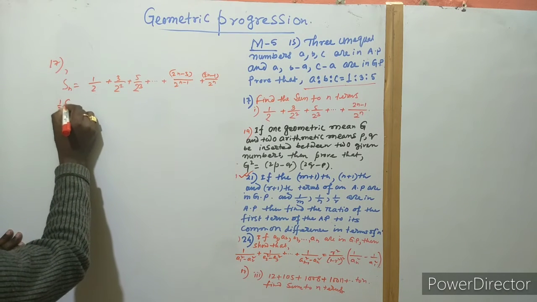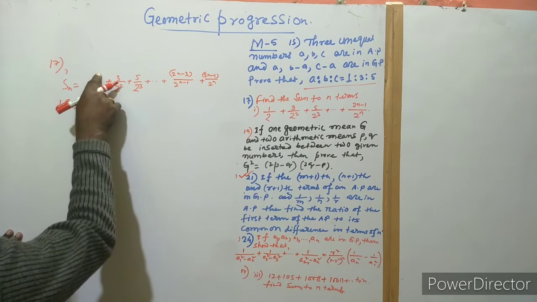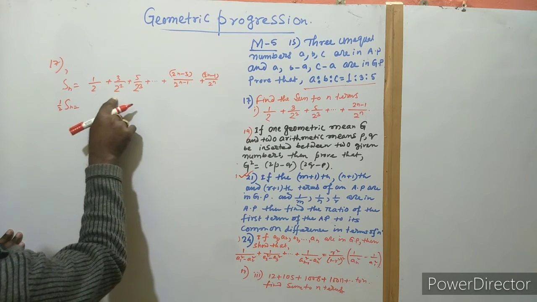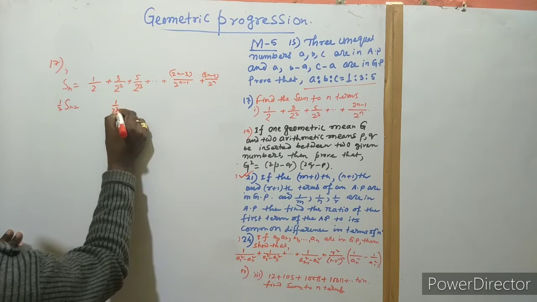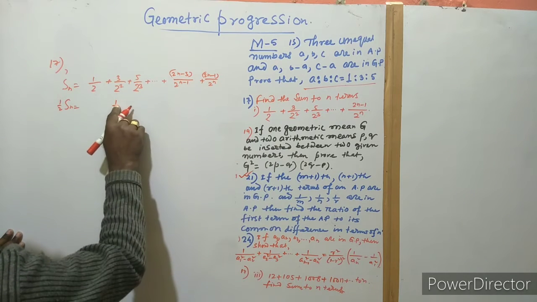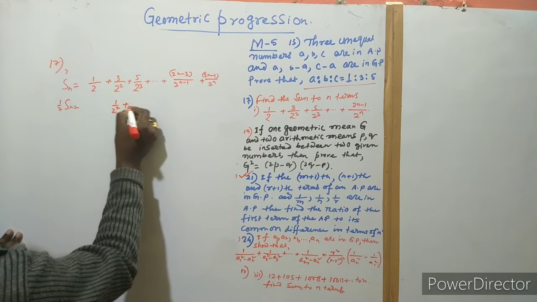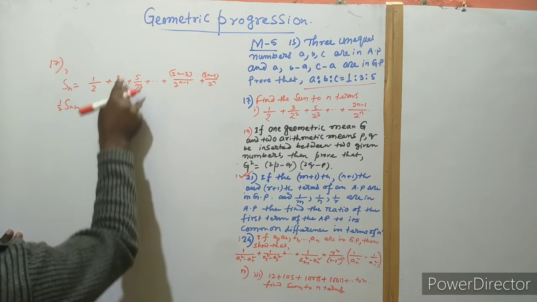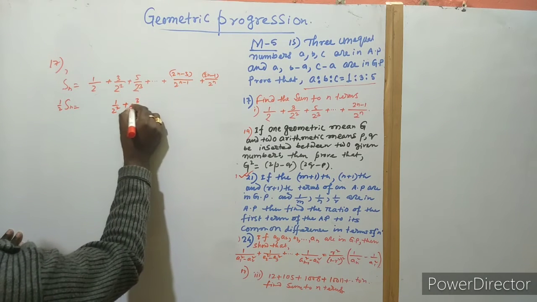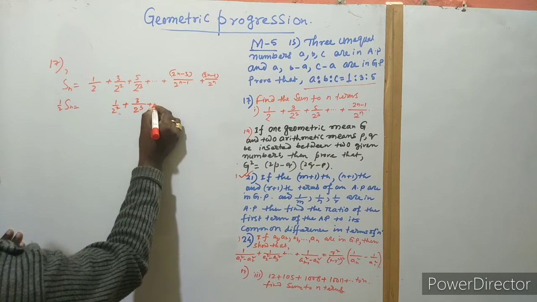See here, 1 by 2 into the series. After that, this is 1 by 2 square. So here we write 1 by 2 square. Then after we subtract, we get a perfect subtraction. Then after that, if we multiply by 1 by 2, we get 3 by 2 cube. See carefully, okay.